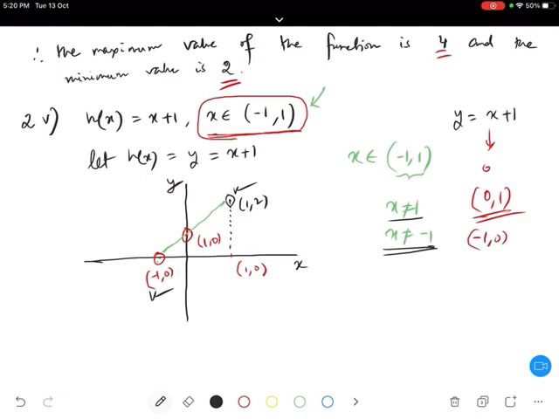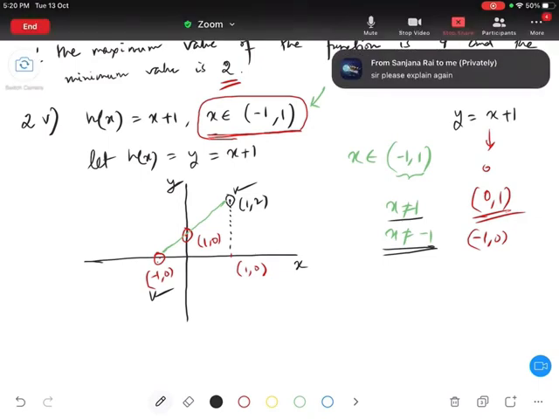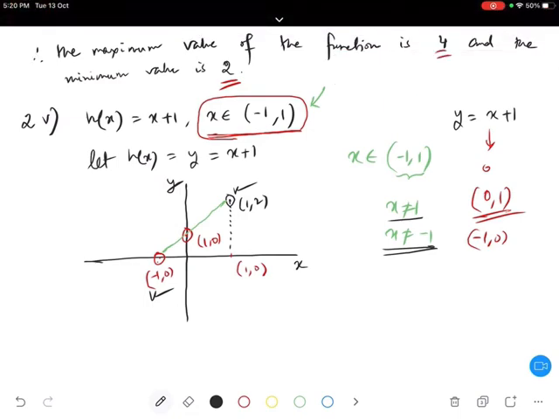Is the diagram clear for everyone? Yes or no? Yes. So tell me, what is the maximum and minimum value? Sir, please explain. Okay, explain again. Wait a second. I will explain the diagram again.